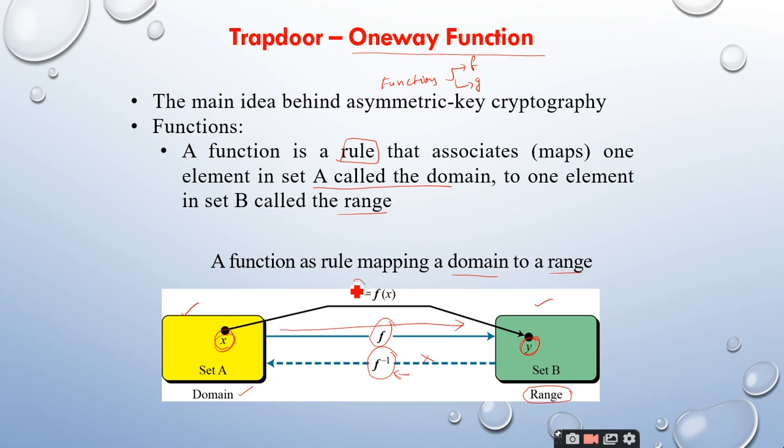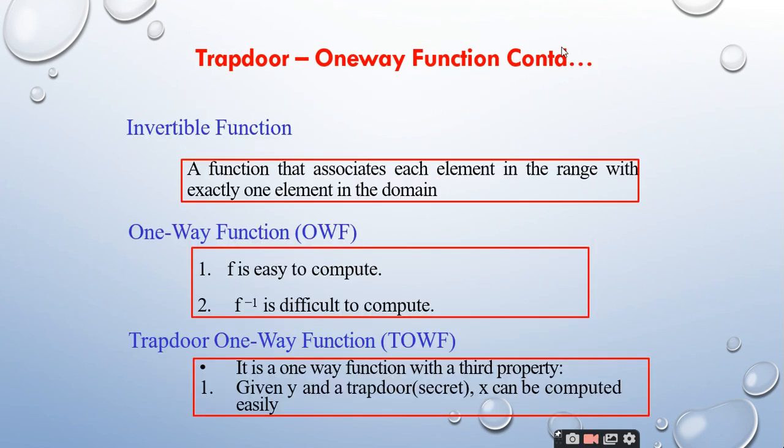That means you can calculate y by making use of the function f with input x, but you cannot get x from y. This is not possible. That means f inverse is not possible. If that is the case, then we call it the one-way function. Clear?